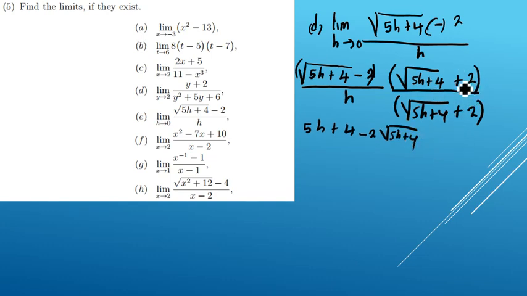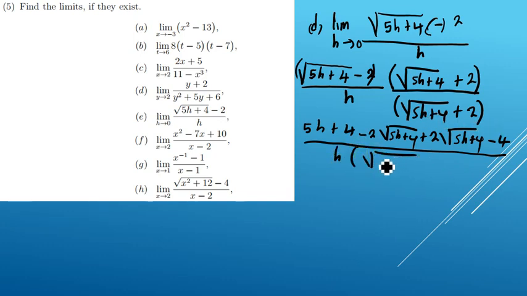If you multiply these two by the root of 5h plus 4 here, it's going to be plus 2 root of 5h plus 4. But then if you multiply negative 2 by this positive 2, of course you're going to get negative 4, all over h multiplied by everything here. It's going to be h root of 5h plus 4, like that.